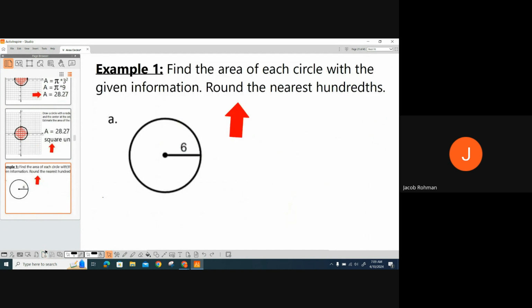So let's see another example. And this one's on your notes, example 1a. It says, find the area of the circle with the given information and round to the nearest hundredths place. So that's the second decimal place.